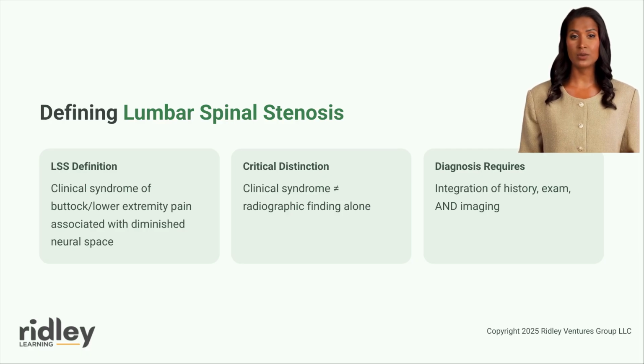Conversely, some patients with classic neurogenic claudication symptoms may demonstrate only modest degrees of canal narrowing on imaging. The comprehensive 2022 review by Katz and colleagues in the Journal of the American Medical Association reinforces that the diagnosis of clinically meaningful lumbar spinal stenosis requires integration of patient history, physical examination findings, and imaging results rather than reliance on any single element in isolation.